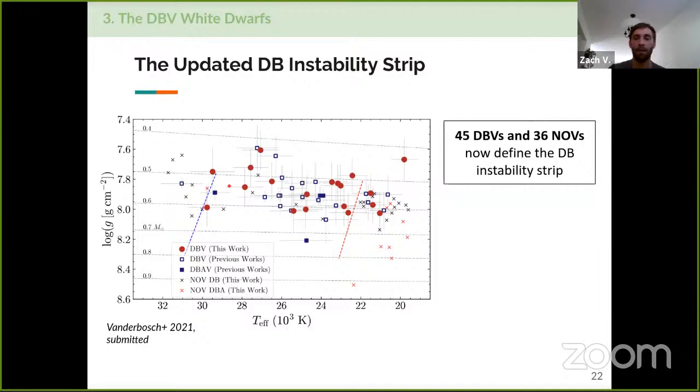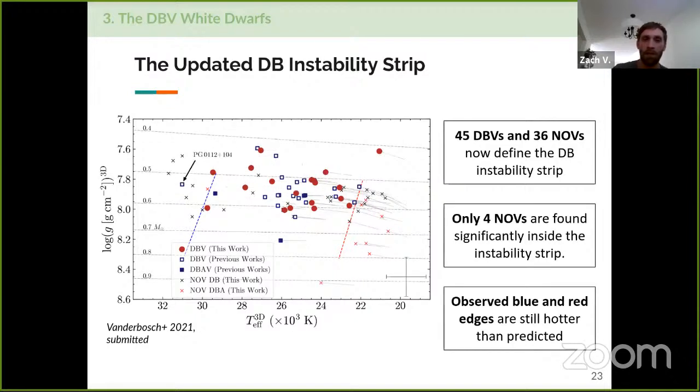And these are important constraints to have because they help us determine the efficiency of convection throughout the instability strip. And that ties into other physical processes, such as diffusion timescales of metals. And so it'd be really good to keep improving these constraints.